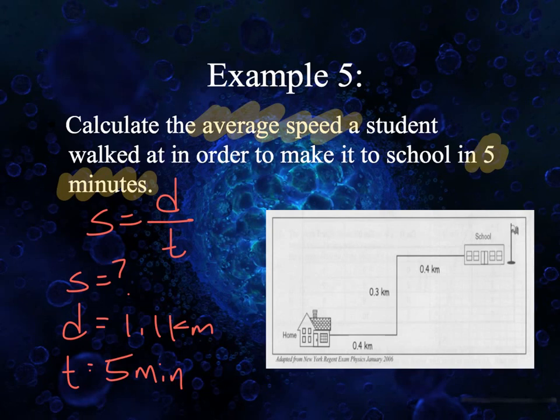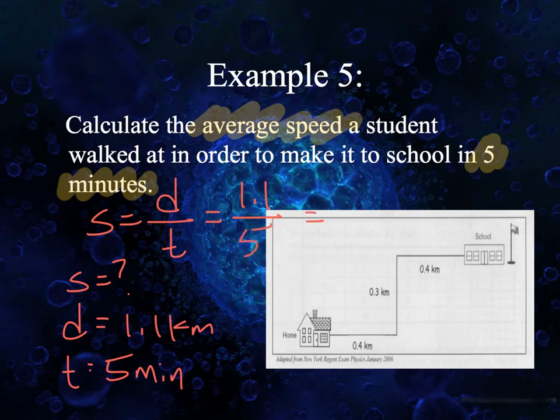So what I'm going to do is I've already found what I know and what I don't know. I'm going to substitute and solve. So I'm solving for S. So I'm going to leave S over here. I need to fill in my value for D, and D was 1.1 divided by T, we said was 5.